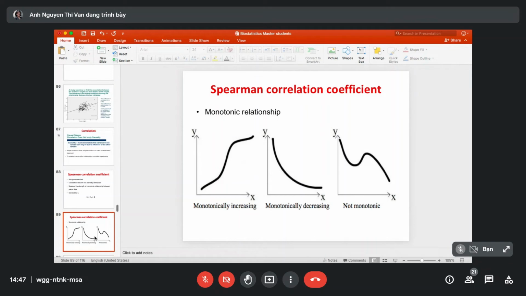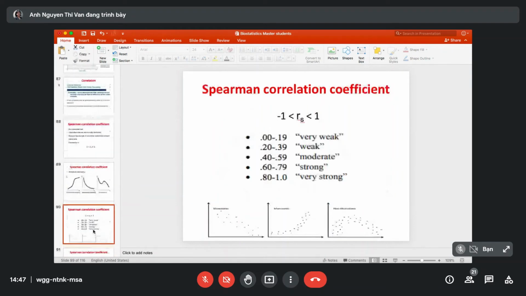Try to remember that. And like in Pearson correlation, in the Spearman correlation test you also try to find the correlation coefficient. In Spearman, we can use the letter rs. That is the Spearman correlation coefficient. And it is exactly the same as in the Pearson correlation. It is always between -1 and 1. And you can also conclude about the strength of the correlation.